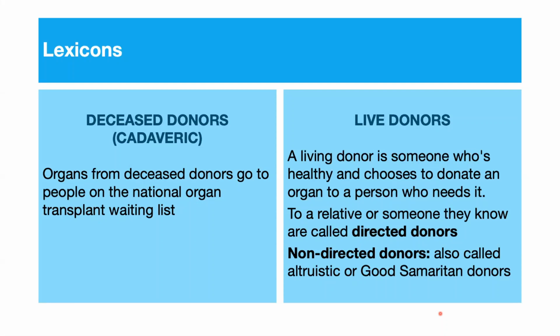You've got to remember that sometimes there's a terminology called directed donors. That means you already identify whom you want to give to, maybe a relative or a friend or whatever. But you get non-directed donors. These are people with good intention, okay, who feel that they should do some service to humanity and they decide to donate, okay. So these are the two types of live donors.